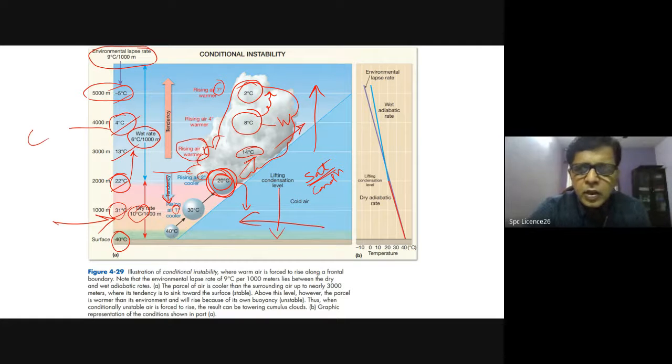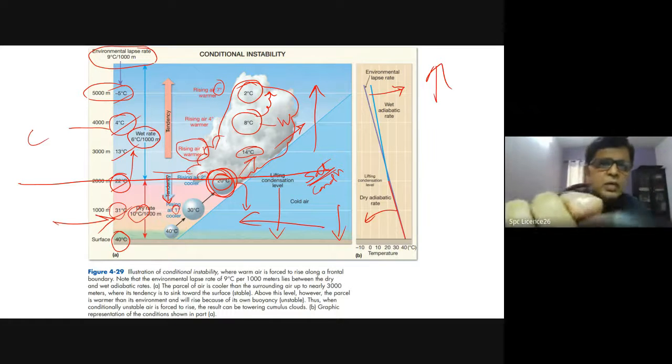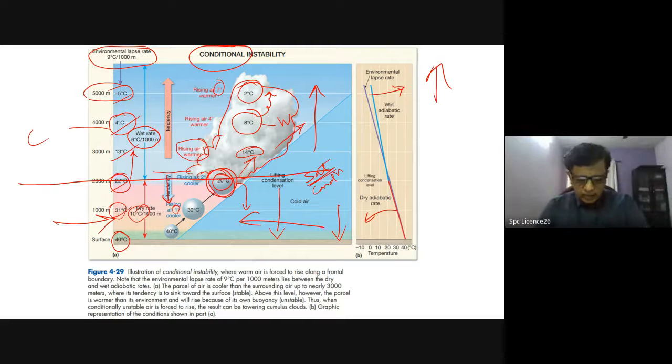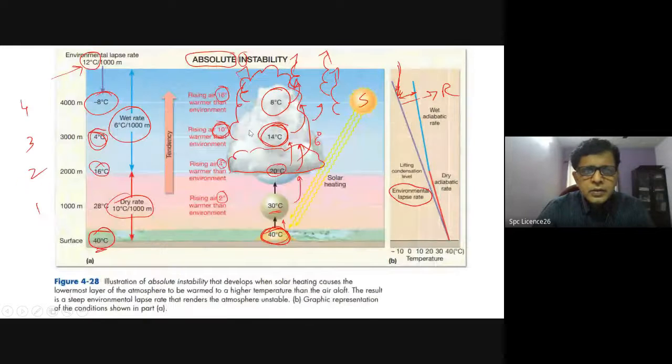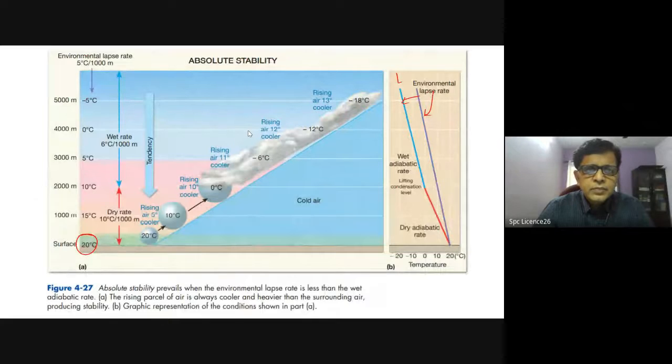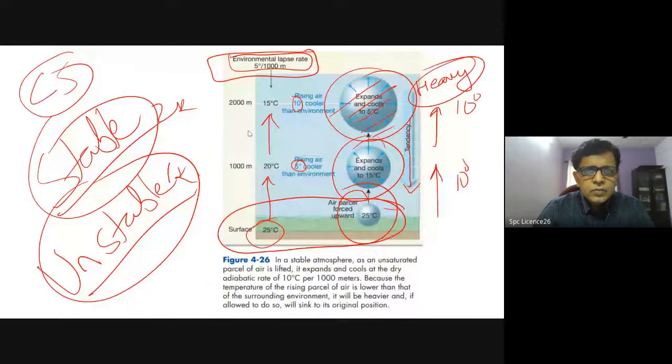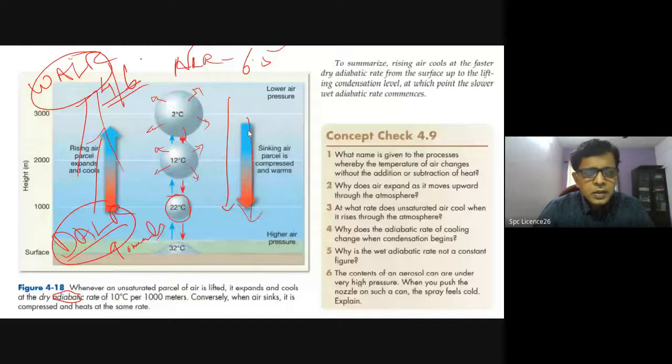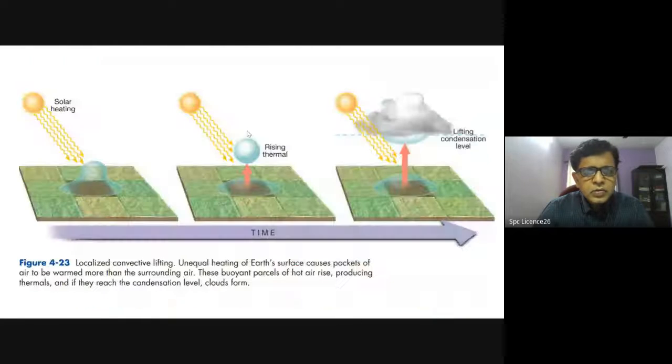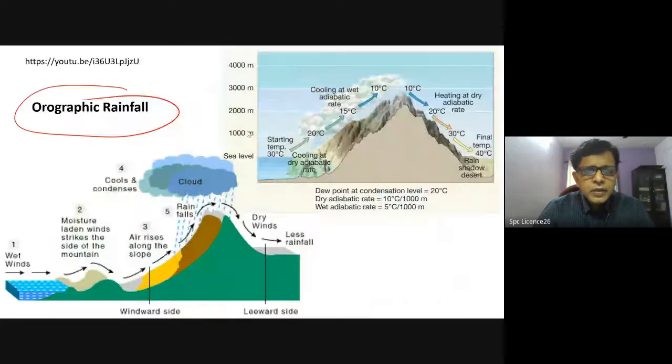Here there is a tendency to go down. As I said, if you are to the right of the environmental lapse rate, the tendency is to go up. If you are to the left of the environmental lapse rate, then the tendency is to go down. It depends on the condition. This is called conditional instability also. So these are the 3 conditions, I would say. And these are the initial conditions. These are the 3 types we have seen.